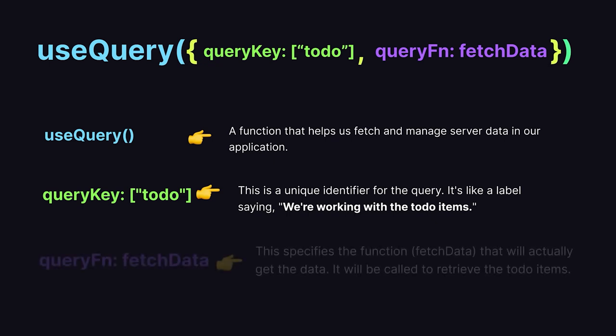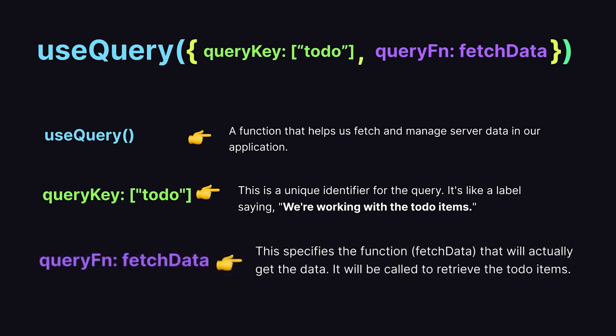And finally, we have our query function, and now we are specifying a fetchData function there. This is the function that will actually get the data, and it will be called to retrieve those todo items. So yeah, that was just the basic theory about the useQuery hook, and now let's just use that inside our apps.